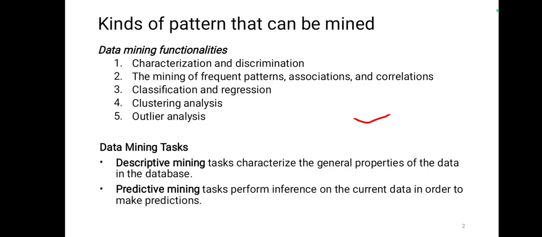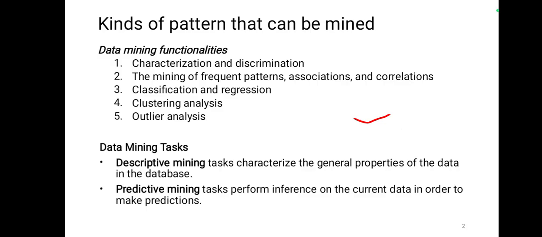Now we have two more data mining tasks: one is descriptive and the other is predictive. So what is descriptive? Descriptive basically characterizes the general properties of the data in the databases. So now all the functionalities are grouped, right? It tells us what has already happened. Examples include characterization, association, and clustering, right? So these are all basically descriptive.